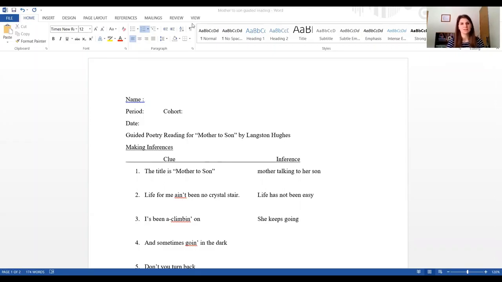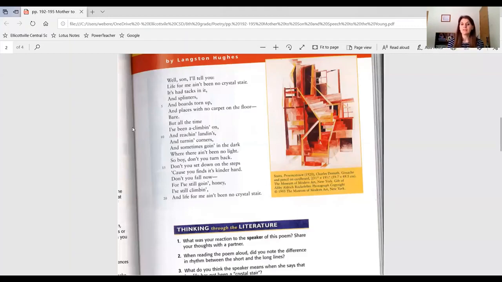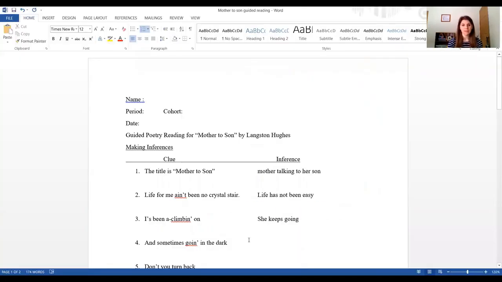Go back to the poem, sorry, it's a lot of going back and forth. But all the time I's been a climbing on. We have reaching landings and turning corners and sometimes going in the dark where there ain't been no light. What does that mean figuratively? If she's not really in the staircase with the lights out, what does it mean to go through life, sometimes going in the dark? Maybe she doesn't know what's going to happen next. Something like that. There's lots of possibilities. Unfortunately, when I'm the only one sharing ideas in the video, you get that idea. She doesn't know what is going to happen.